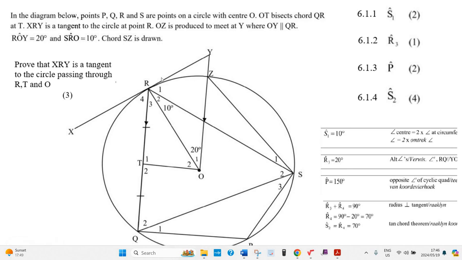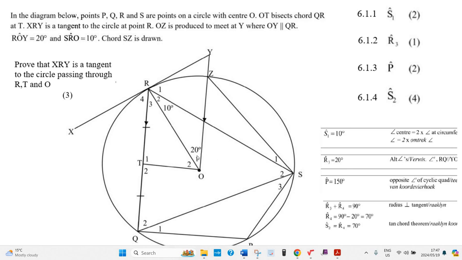I also know that this is a cyclic quadrilateral. These points are on the outside, and well, let's just get started here. We're supposed to find S1. Well, here's an angle. They didn't put a line between R and Z, but O1 and S1 open up to the same segment. But this is an angle at the center, and S1 is an angle at the circumference. So S1 is 10 degrees because the angle at the center is 2 times the angle at the circumference. So there's S1 is 10 degrees.